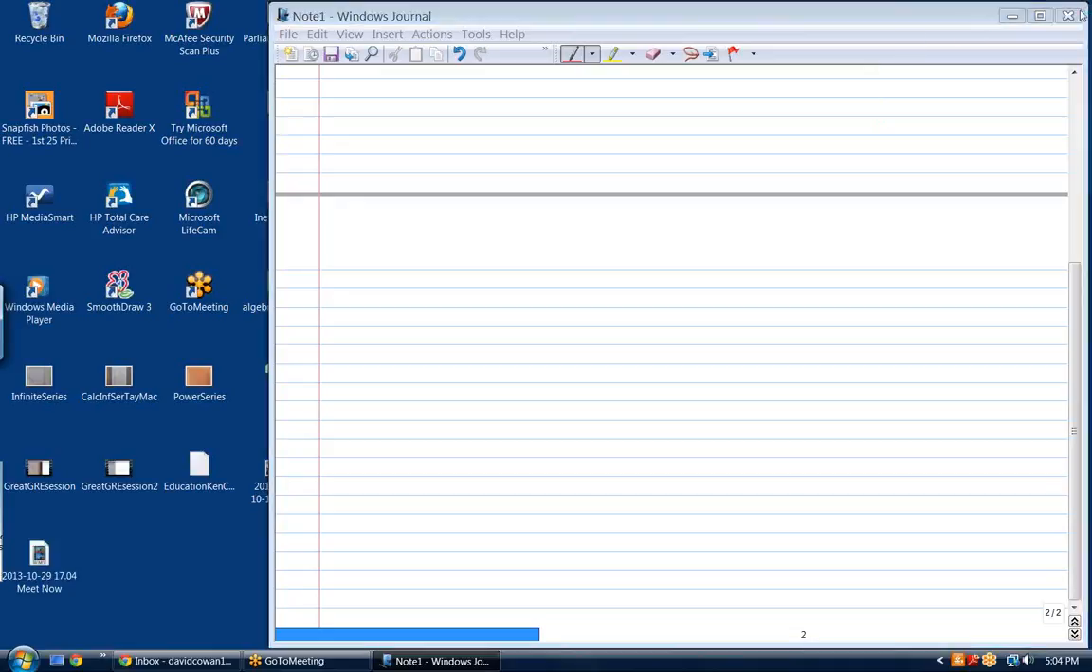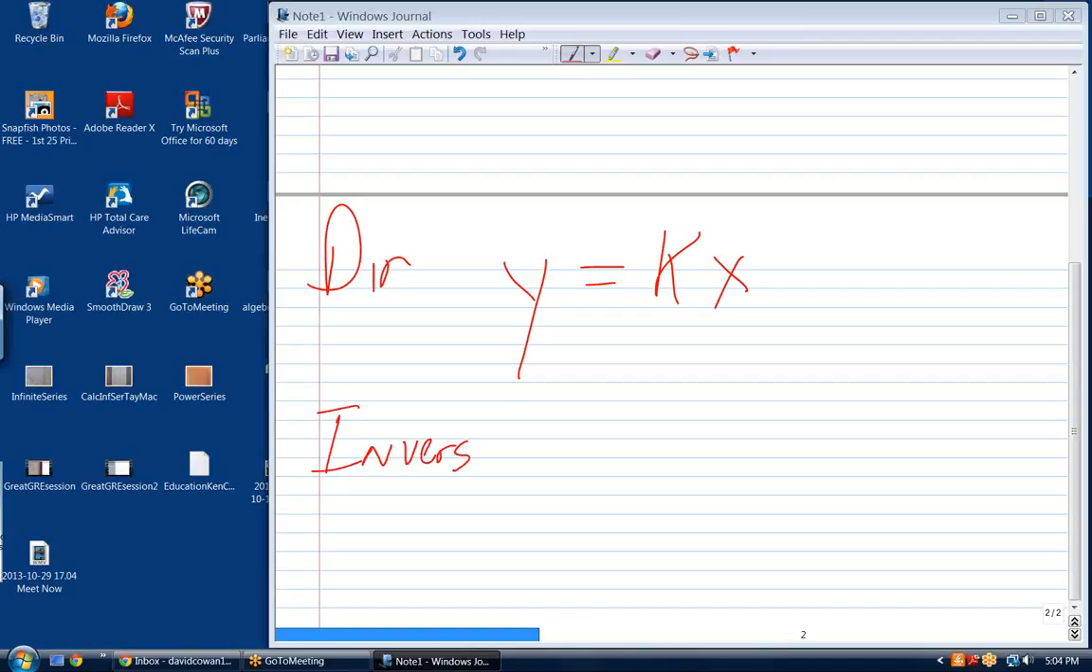Let's talk about two things. Let's say y is directly proportional to x, which means y = kx, where k is some constant. It also means that if x goes up, y is going to go up. If x goes down, y is going to go down. The inverse relationship is the opposite. In other words, if x goes down, y goes up, but if x goes up, y goes down.